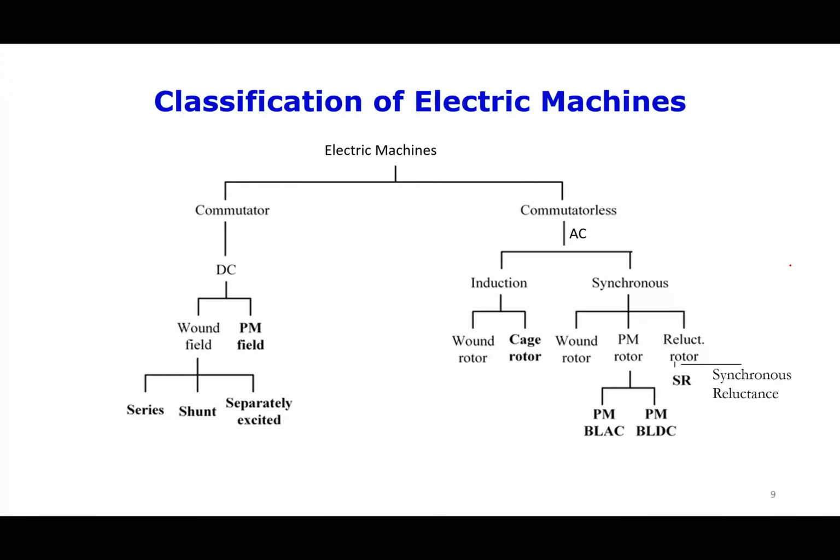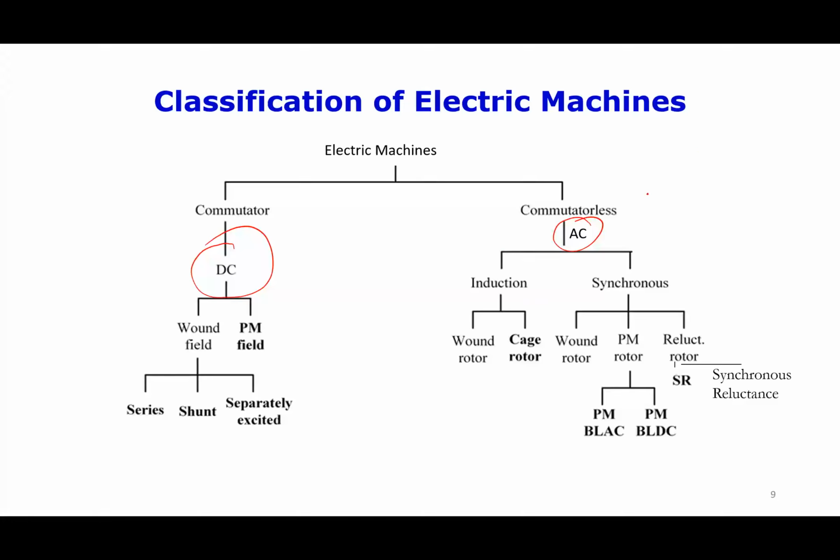So now let us see what type of electric machines are used. The electric machines can be either DC machines or AC machines. DC machines have commutator segments, those copper bars. They can have a wound field or a permanent magnet field.